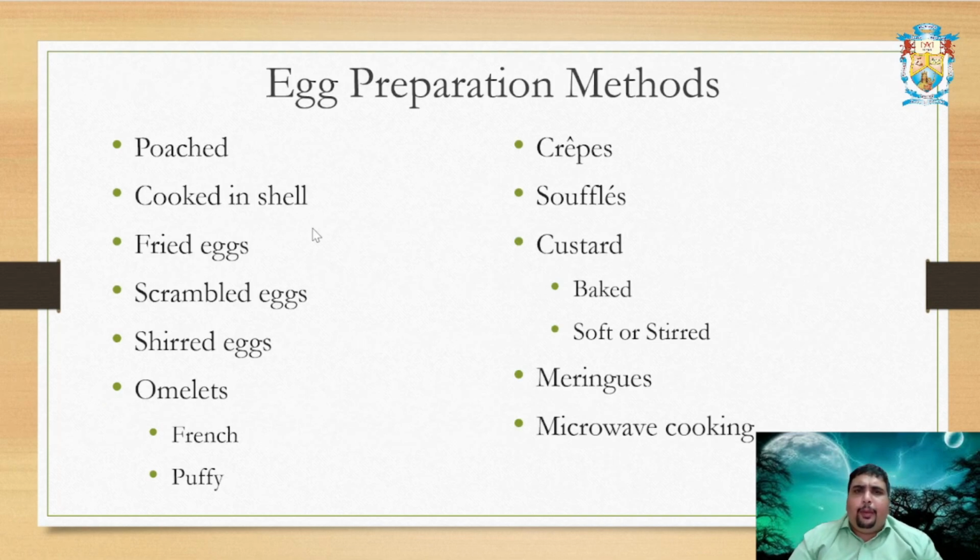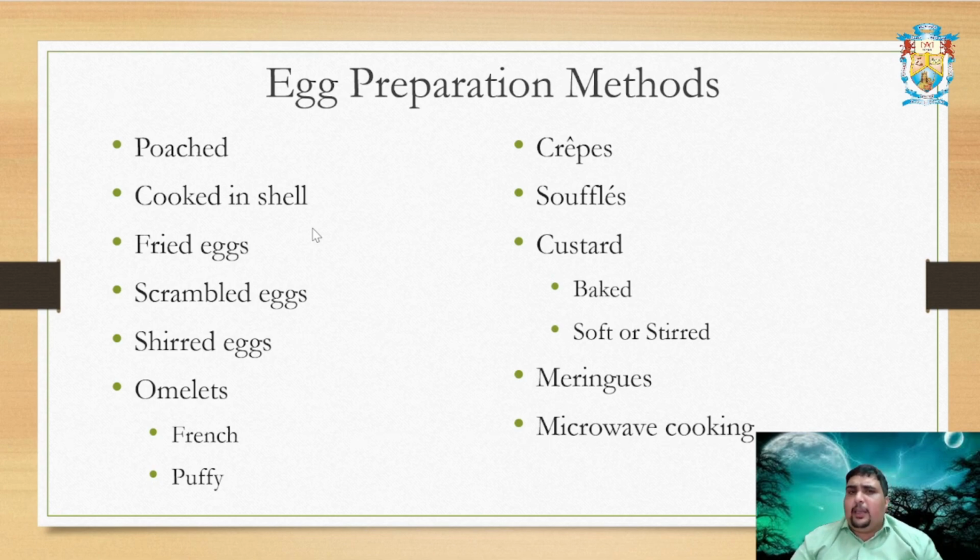Next, we're going to talk about egg preparation methods. Here you can see different methods that are shown. We'll just go through them. Poached, cooked in shell, that is boiled. Fried egg, maybe fried on a pan. In this, there are many types. There is sunny side up. There is fully cooked. There are many ways that an egg can be cooked by directly putting it on the pan. Then scrambled egg by adding a little bit of milk. Then shirred egg. Omelets, you have French and fluffy.